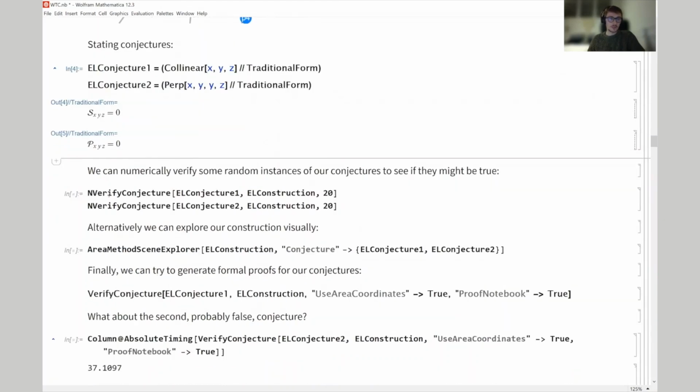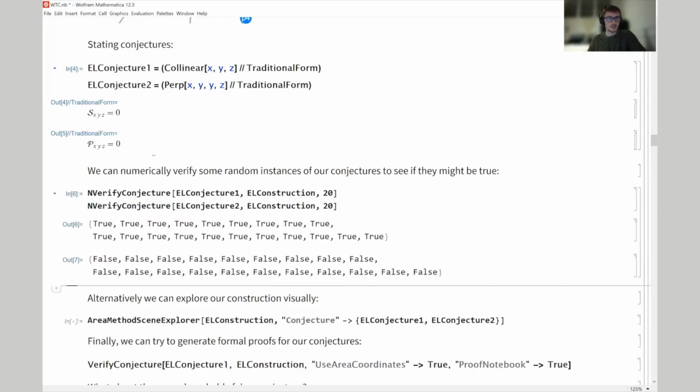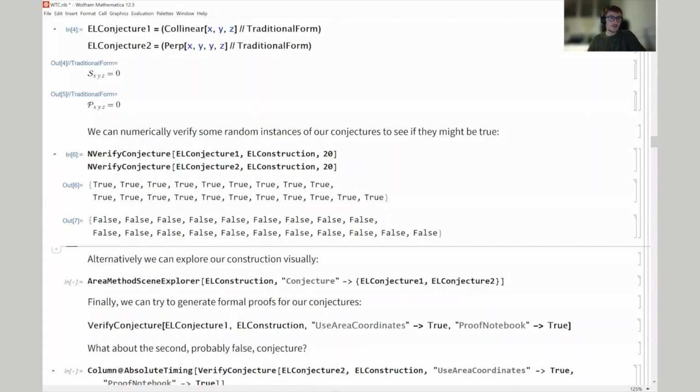And we might first start by numerically verifying some random instances of our conjecture. So we will generate 20 instances and see if these conjectures hold in those randomly generated scenes. And our first conjecture about collinearity seems to be true, whereas our second conjecture seems to be false.